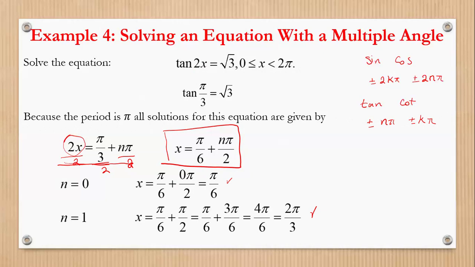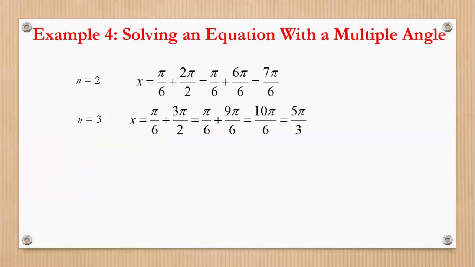If we replace the n by 2, we get pi over 6 plus 2 pi over 2, which is pi. Pi plus pi over 6 is 7 pi over 6. And 7 pi over 6 is still in the first rotation. If we replace n by 3, we get 5 pi over 3, which is still in the first rotation. So what happens if we replace n by 4?